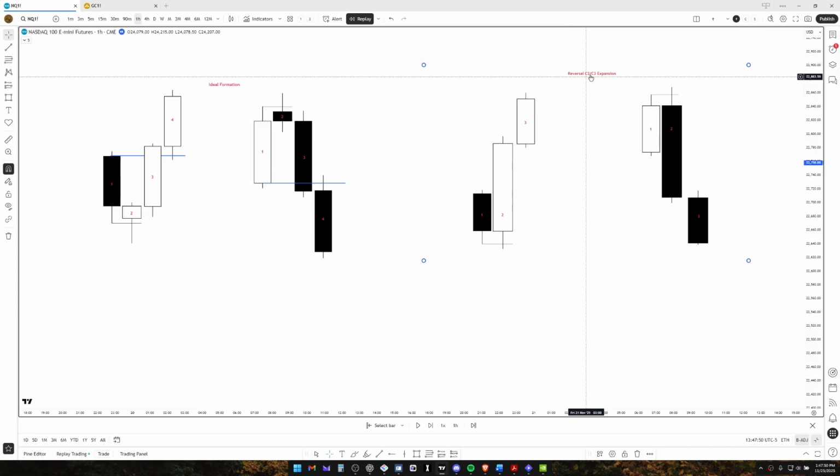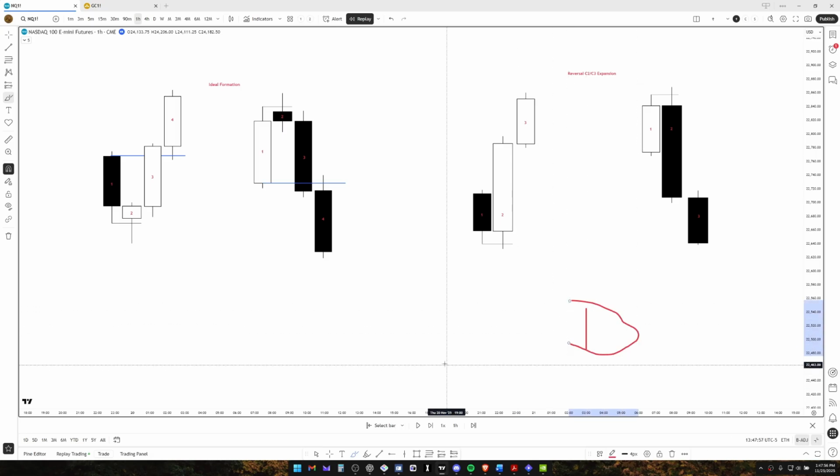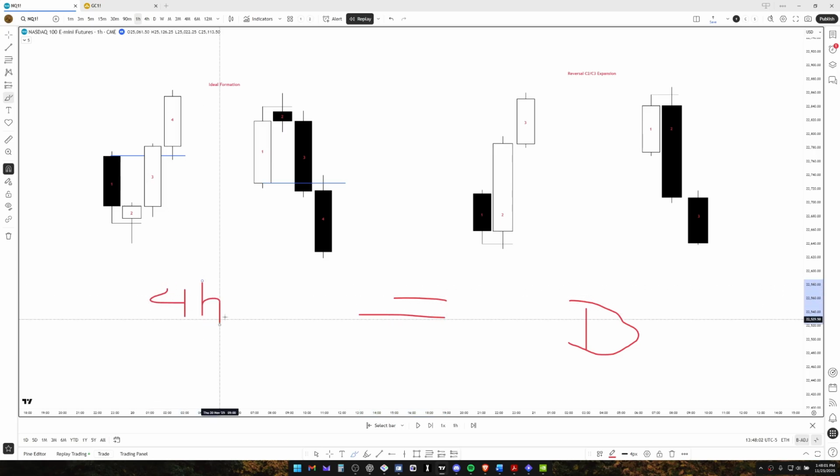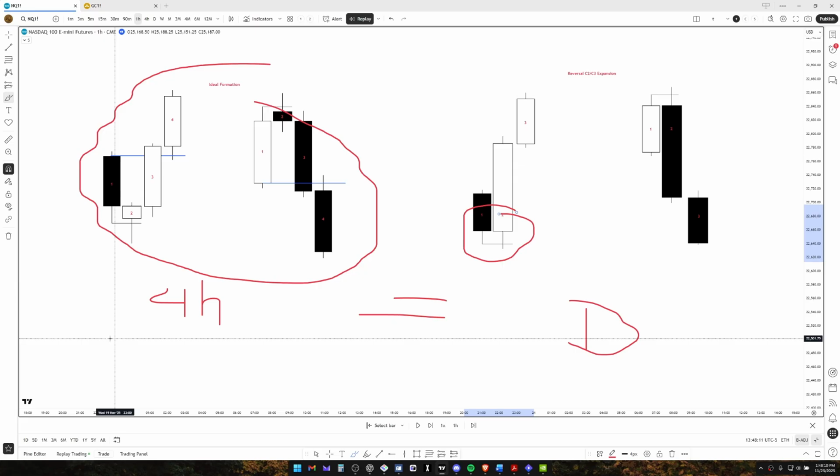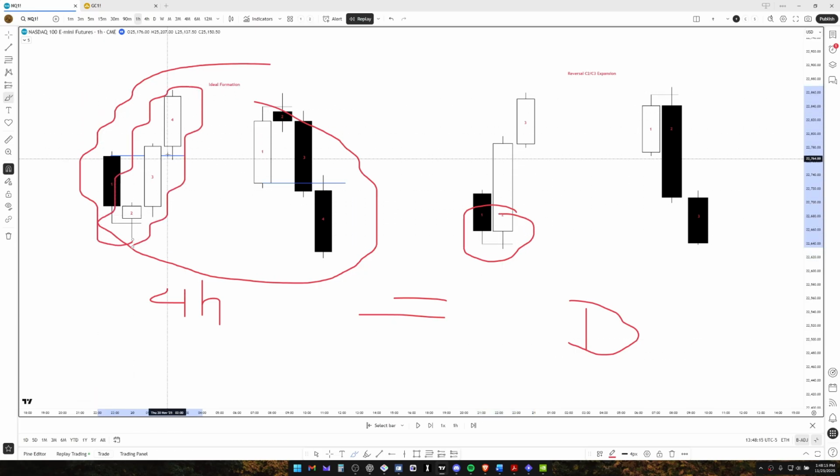Because if I take this time frame, let's say I'm on the daily, and I go down on the 4 hour, it would look exactly like this. This reversal would look like this. You see what I'm saying? Because you see how all these bullish candles are pushing up? It's the same thing as this. They're combined.